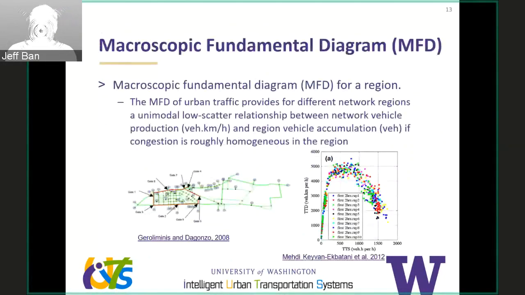So MFD, right? As I mentioned, we do have an expert, Dr. Lavelle here, as an MFD expert. So I wouldn't talk too much on that, but just give you a quick overview.